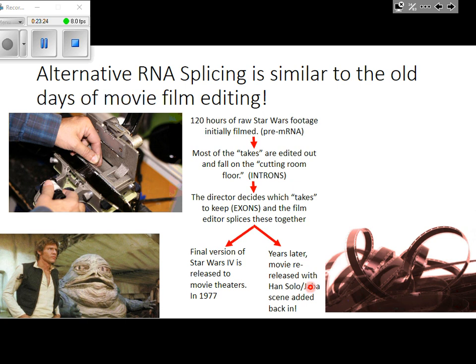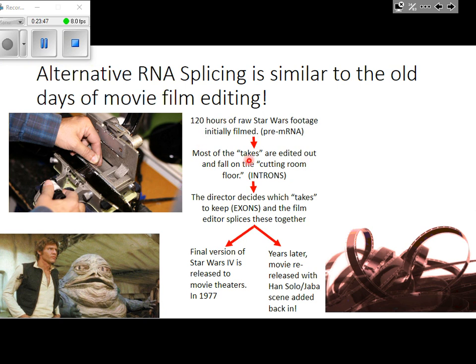So to stick with my Star Wars example, when the original Star Wars was shot, it was probably shot in 1976. It was released in 77. I'm just making this number up, but let's say they shot 120 hours of raw footage, probably more than that. Most of that film footage got edited out, right?